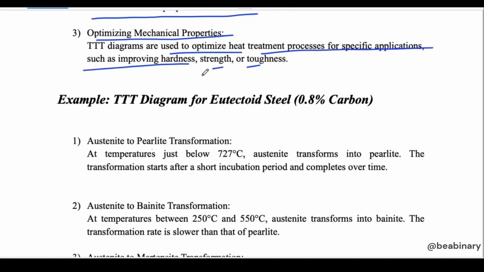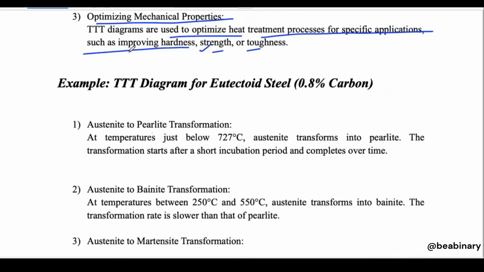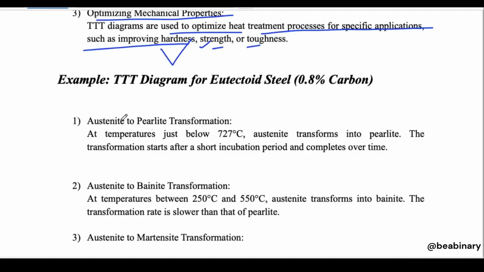Like if we need to increase strength, then we must go with annealing. Okay, if we are interested in hardness, then we must go with quenching, meaning the rapid cooling.